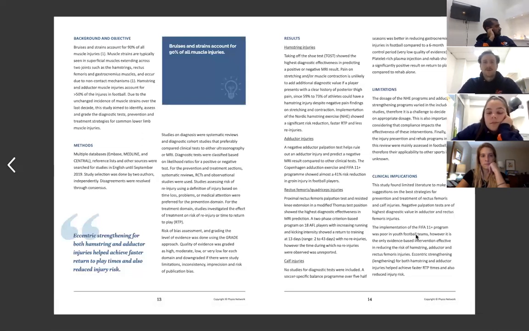it was showing that the implementation of the FIFA 11 Plus program was poor in youth football teams. However, it is the only evidence-based intervention effective in reducing the risk of those big couple of lower limb muscle injuries. And a lot of it is situated around the eccentric strengthening for both hamstring and adductor injuries, which is the Nordic and the Copenhagen exercises, and they achieved faster return to play times as well as reduced injury risk.